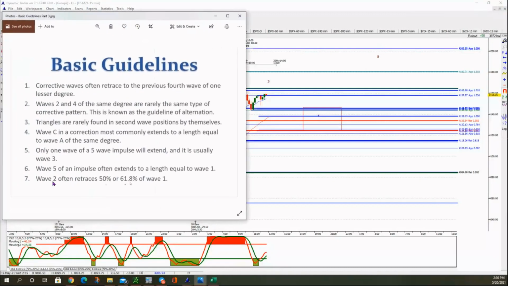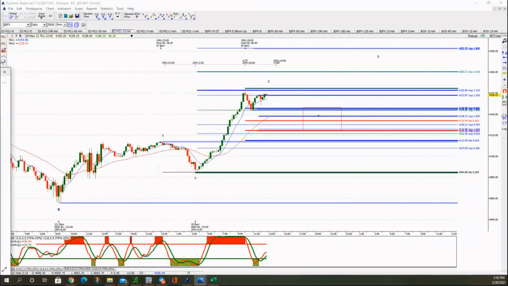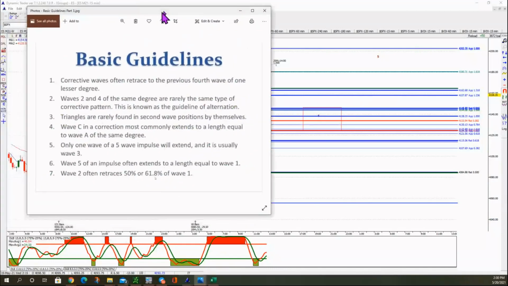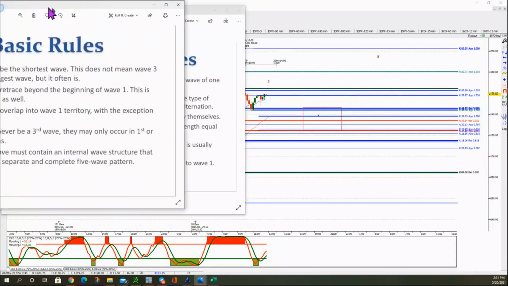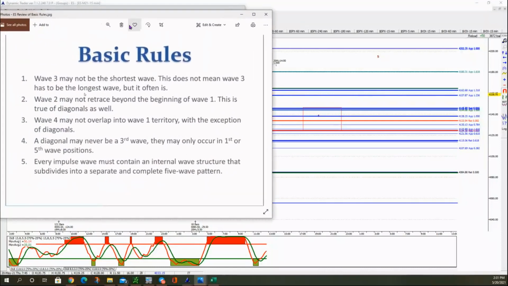Okay. Wave 2 often retraces 50% or 61.8% of wave 1. And as a matter of fact today, look where it retraced to, guys and ladies. 50% of wave 1. So, put the basic guidelines up. Do you guys have any questions about these? Put the rules up again so you can see them.